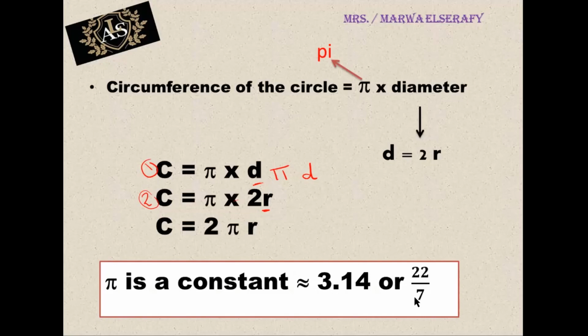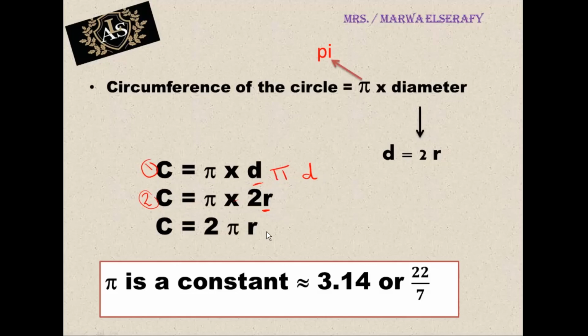Okay, Junior 5. So again, the circumference of the circle equals pi d. And we know that the diameter equals 2r. So I can write the circumference of the circle by two rules, according to its diameter and according to its radius. According to its diameter, it will be equal to pi d.